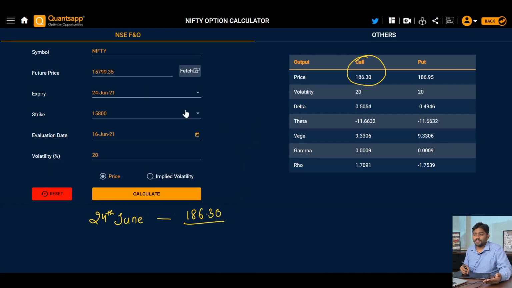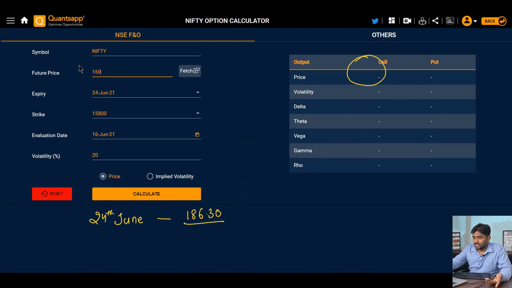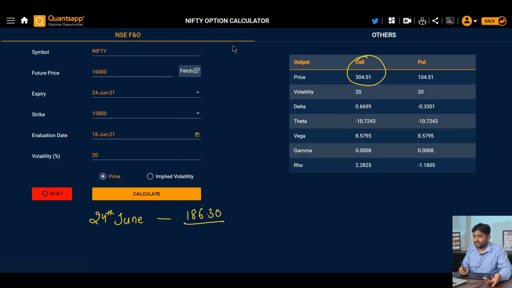Now let me change the price. I'll increase the underlying price to 16,000. Because of the increase in the futures price, the 186 will increase. When the underlying price moves up, the call option will always have a positive impact. So let's see what the new price could be. When I click on this, I get 304. So this was the earlier price and this is 304, the current price. So the price will rise to this value. That is the first thing.